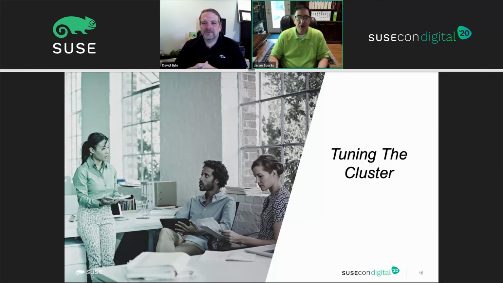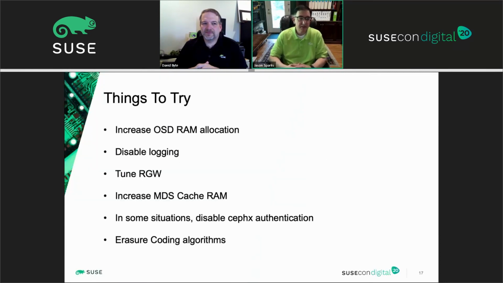So now we're going to take you through a couple of steps of tuning the cluster and some things you should try. One of the easiest things you could do is, if you have enough RAM in your servers and you didn't take the bare minimums, you can allocate more OSD RAM.